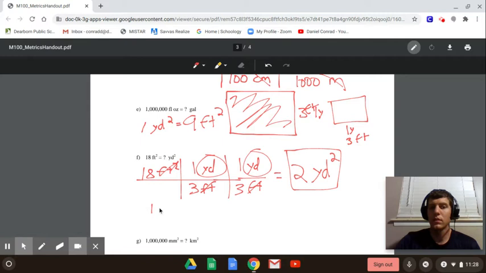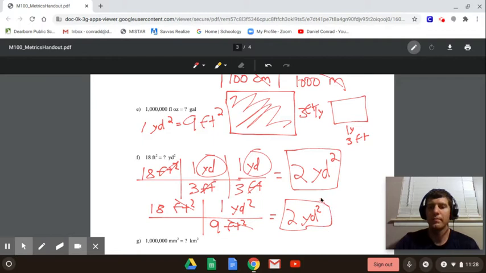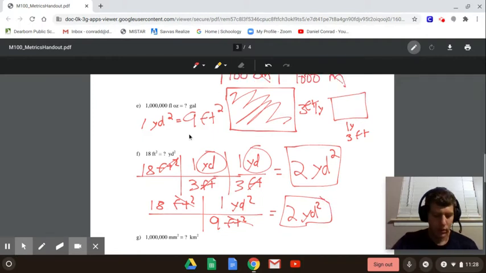We could have done 18 feet squared, and then we could have just gone straight there and said that 9 feet squared is 1 yard squared. All right, and that's going to get you 18 divided by 9 is going to be 2, and what's left is yards squared. So either way, you're going to get there. All right, next one I want to do is G.